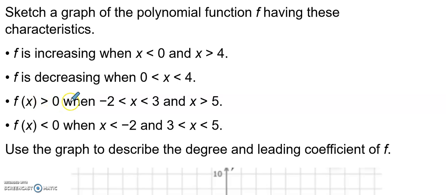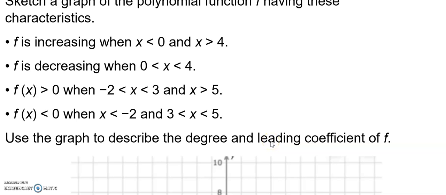F of x is greater than 0 when x is greater than -2 but less than 3, and when x is greater than 5. F of x is less than 0 when x is less than -2, and when x is between 3 and 5. Once we draw our graph, then we'll describe the degree and leading coefficient. So how do we start with this?